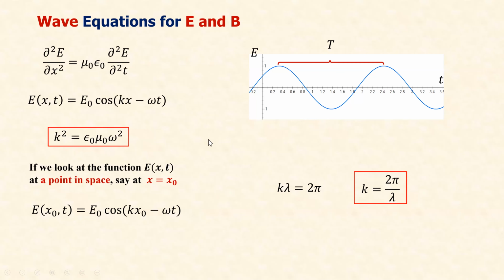All right, and then when t changes from this point to this point in time, the argument of cosine goes through a change of 2 pi. So here omega times capital T is equal to 2 pi. Therefore omega is 2 pi over T, and T is the period of oscillation. You know that its inverse is the frequency. So omega is 2 pi f, where f is the frequency.